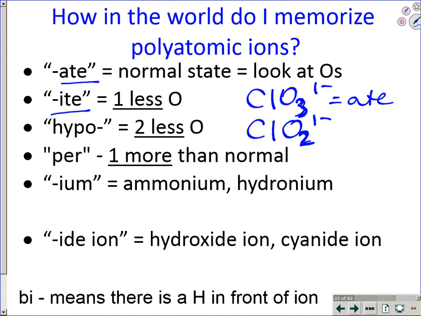Now, there are some that can take on more oxygens and even fewer oxygens than we have here, and that's where the hypo and the per come in. Everybody look at hypochlorite on your sheet.